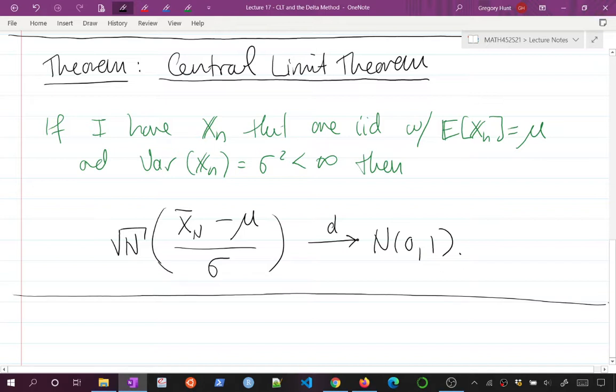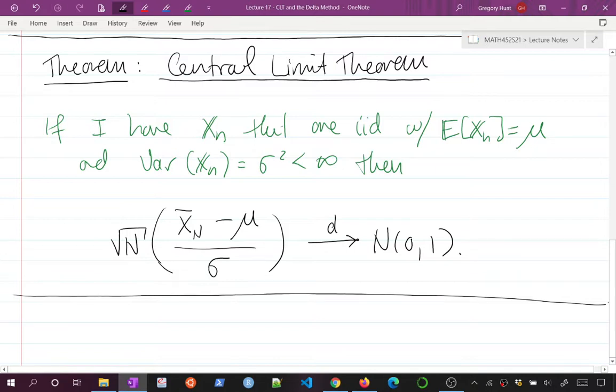So that's the whole statement of the central limit theorem. It's really not that bad of a statement. You have some X n's, they're IID, have some mean, have some finite variance. If I properly scale this thing, it converges to a standard normal.